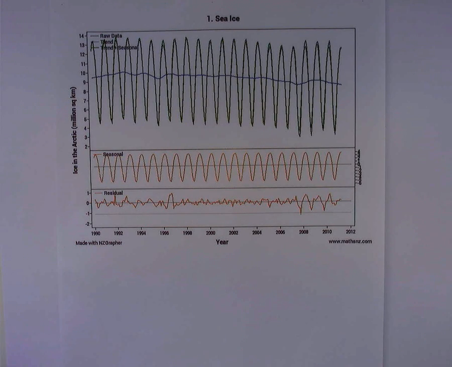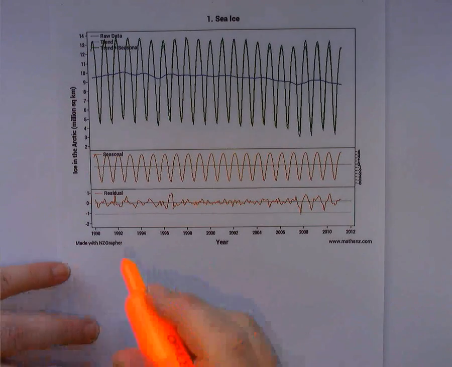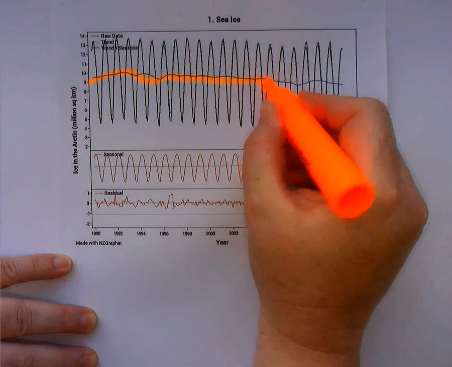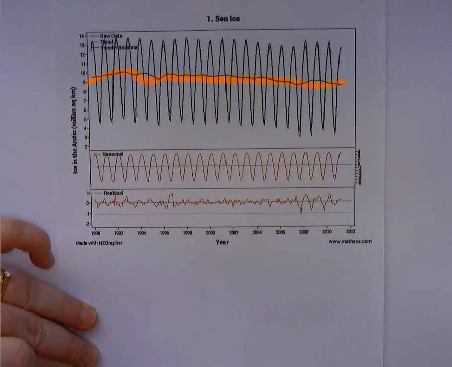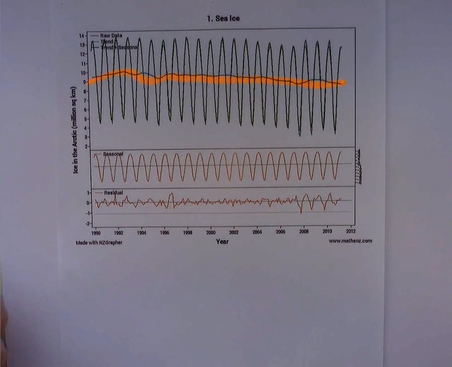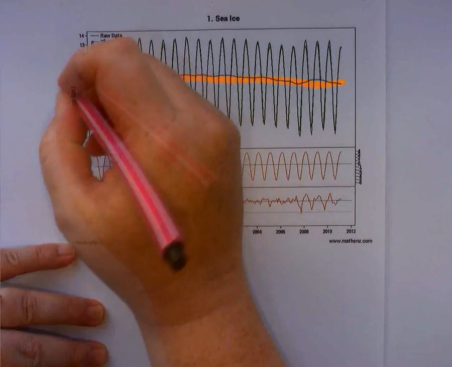What I want to do now is look at what the trend is doing overall. So the first thing I'm going to do is identify my trend line here, that I've just highlighted. There's my overall trend line. And I want to see what that trend line is doing from the start to the finish. So I'm going to locate the starting point there.